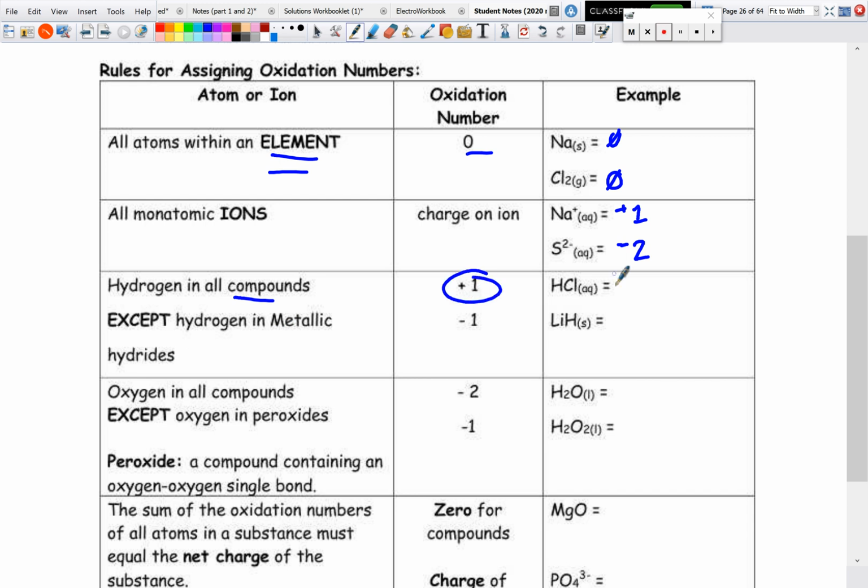positive 1. So for example, in HCl, because chlorine is going to be more electronegative, chlorine gets its charge, but hydrogen equals a positive 1. And then of course chlorine, these are two monatomic ions, is also going to equal negative 1. Now for our metallic hydrides, like lithium hydride, in this case hydrogen is the more electronegative atom, so it is going to get its charge. It's going to take the electron, so lithium is going to be a positive 1. Also, it is a monoatomic ion, so that's why it's going to be positive 1. In this case here, hydrogen is going to equal negative 1.